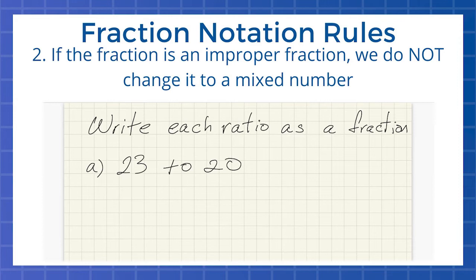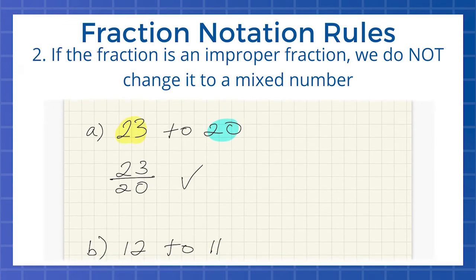Writing ratios as fractions, we sometimes need to write down improper fractions. And that's okay. In this case, for example, if I want to write down 23 to 20, I'm going to use this one as my numerator and this one as my denominator. Then my fraction is 23 over 20. And that's a fraction that I cannot simplify because 23 is a prime number. And it's okay, it's perfect. I leave it like that.